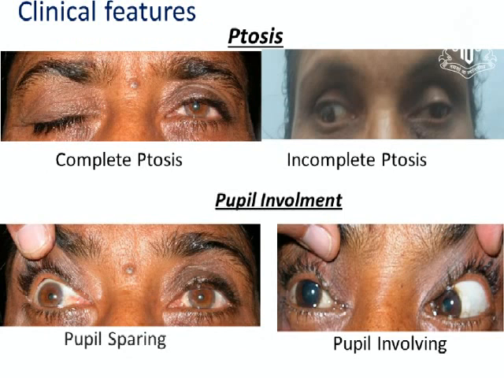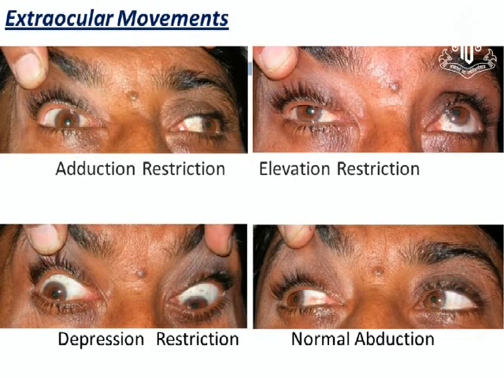So, as you know, the third nerve, I am not going into the detail of the anatomy, just the salient features. You can have a complete ptosis or an incomplete ptosis. You can have the pupil spared or pupil involving. The extraocular movements, you have an adduction restriction, elevation restriction, depression restriction, and normal abduction.